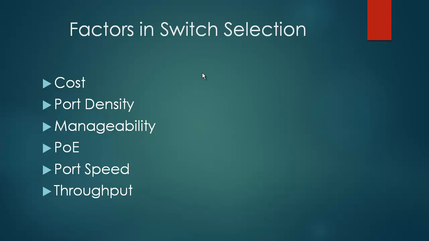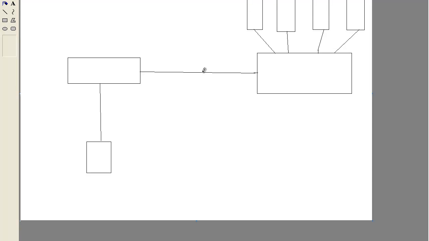What kind of speed do you want in your ports? Do you want 100 speed ports? Do you want 1,000 speed ports? And then when you're looking at the port speed, you have to think about your backbone and what's your total connection speed. So let me give an example.